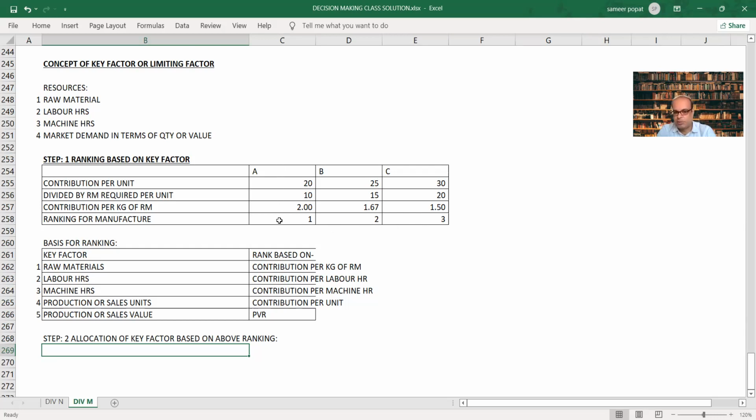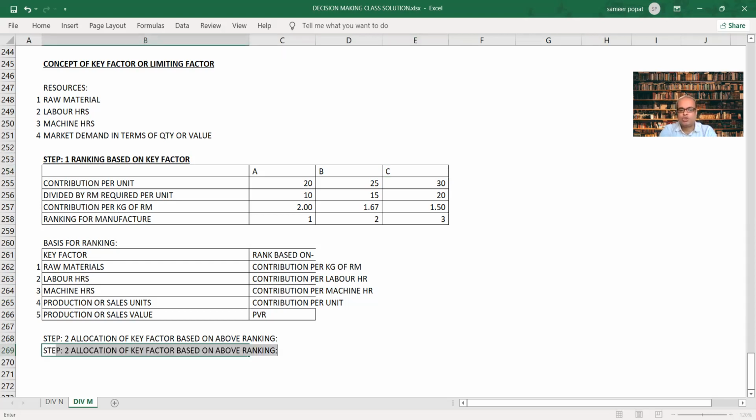So here we are going to manufacture the products in this order only. First manufacture product A and fulfill its market demand. If material is available, we can start manufacturing product B and fulfill its market demand. After that, if material is still available, we can start manufacturing product C. Whatever quantity we can manufacture of C, manufacture that quantity and sell in the market. Remaining demand we cannot fulfill. So that we are going to allocate here in step number 2. I will explain this step once we start the sum on the key factor.